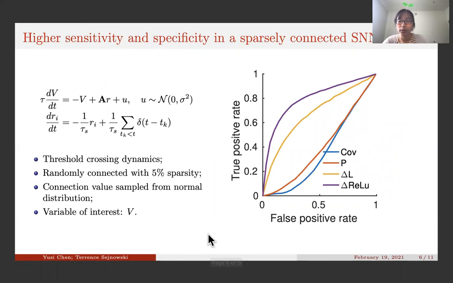Then I reached for a more realistic neural model, the leaky integrate-and-fire network. I quantified the methods' performance based on their ability to recover the existence of ground truth connections. Such a process was summarized by an ROC curve for each method. Compared to the two benchmarked methods, the covariance matrix and the partial covariance matrix, both estimators delta L and delta ReLU have superior performance, while the nonlinear one, delta ReLU, is the best among them.